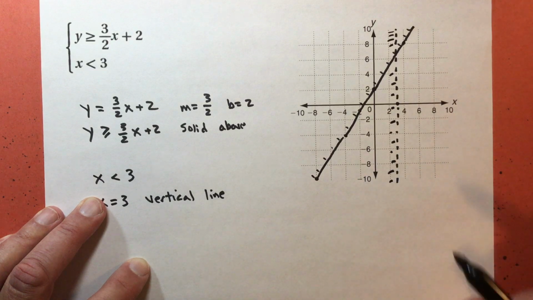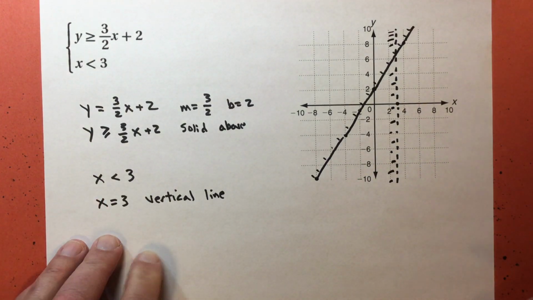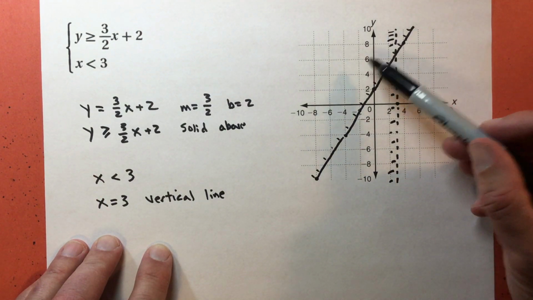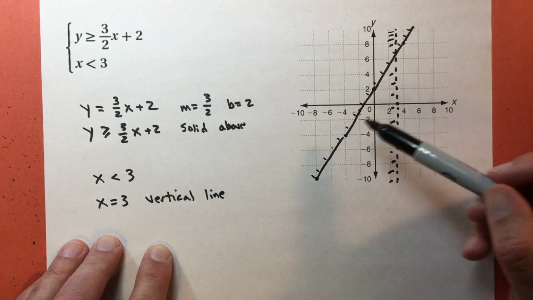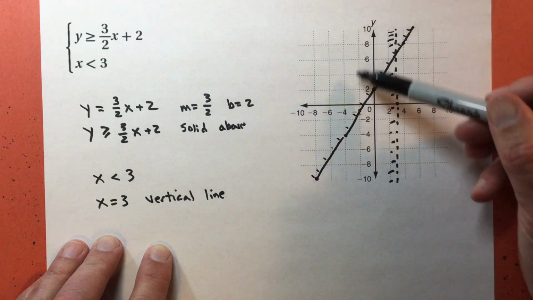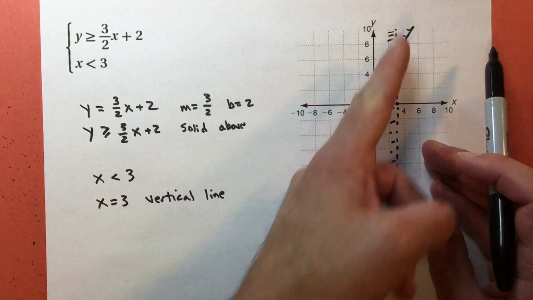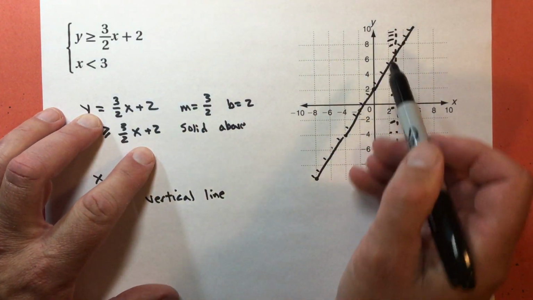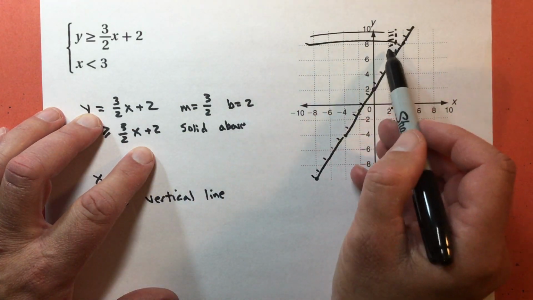So just like last time, I've got 1, 2, 3, 4 sections. And it's this section over here, above this line and to the left of that line, that's going to be my overlap. So it's going to look like this.